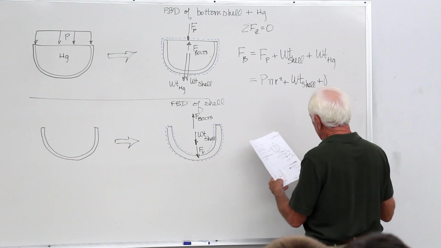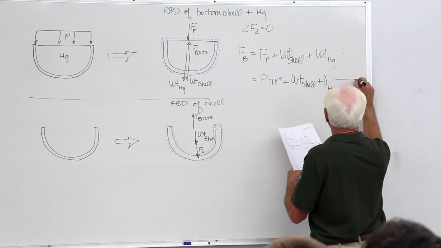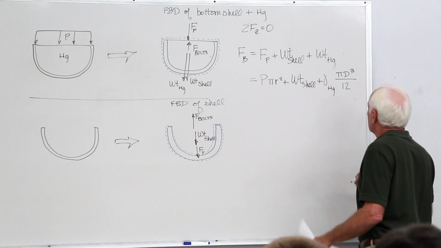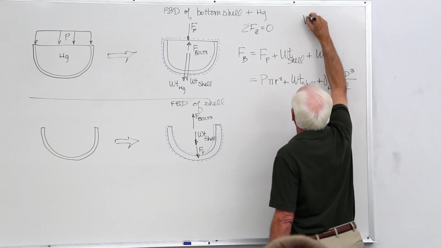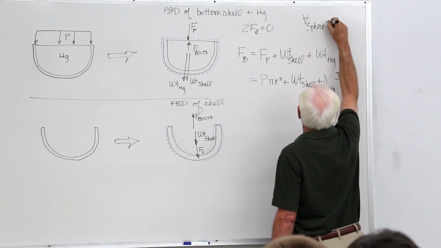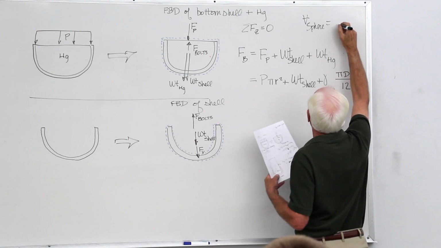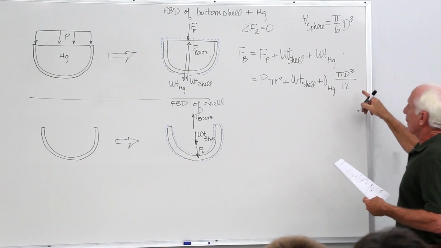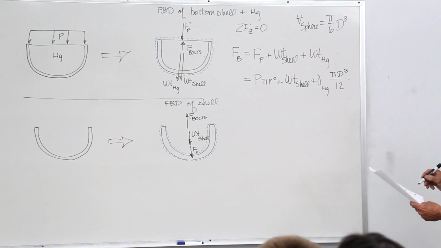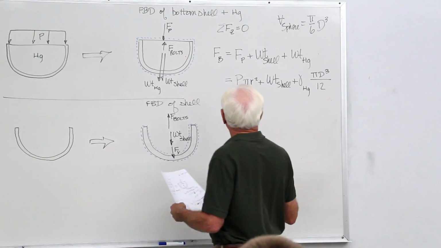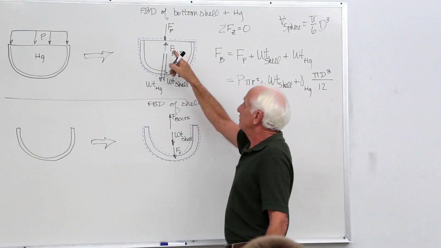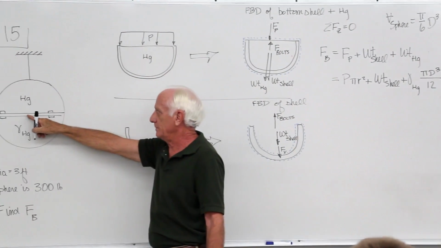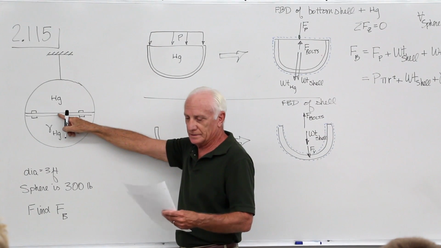Sphere, pi d cubed divided by 6, half of that. 6 times 2 is 12. Volume of sphere is 1/6 pi d cubed, pi over 6. Okay, so there's that guy. The pressure right here, the pressure where my fingertip is. Here's the key word he says.